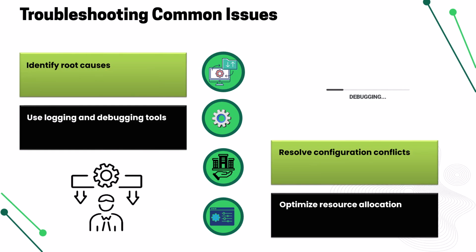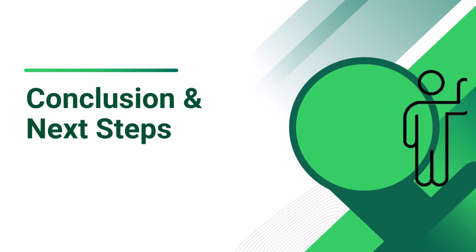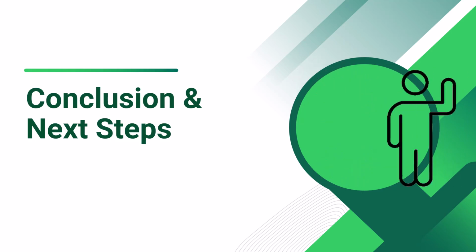Troubleshooting is like detective work. Find clues, connect the dots, solve the case. Identifying root causes gets you closer to the solution, while logging tools provide breadcrumbs of useful info. Fixing configuration mishaps prevents future headaches, and resource optimization ensures smooth operations. Sherlock Holmes would approve. We've covered automation, scaling, monitoring, and troubleshooting.